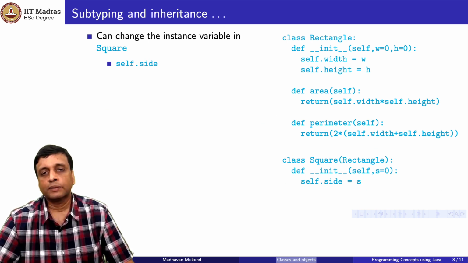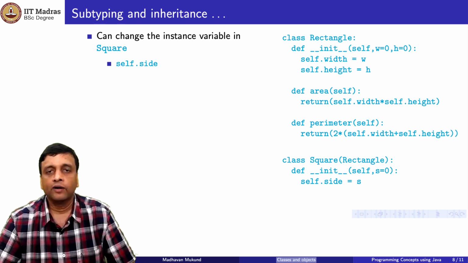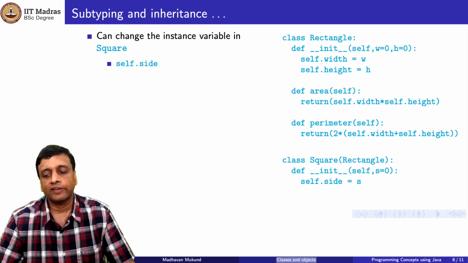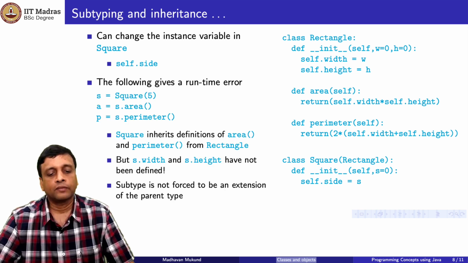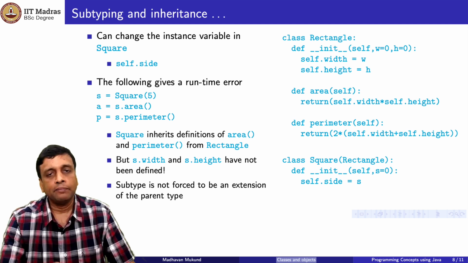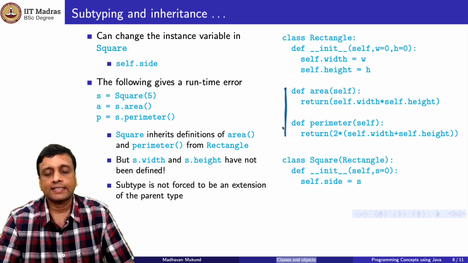Now, supposing I decide that, oh, in a square I don't need to keep track of two separate quantities, there is only one side. So let me change the instance variable in square to be just self.side. Right? So I just remember the side, I don't set the width and the height appropriately. Now if I try the same code which earlier worked due to inheritance, these two functions will now at runtime fail. Right? At compile time they should exist.